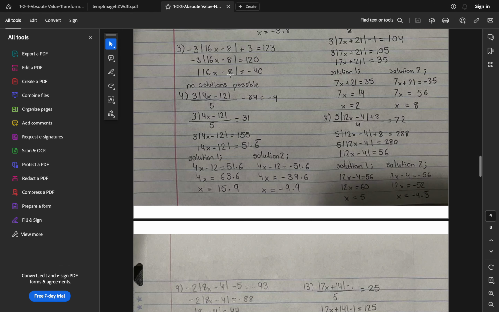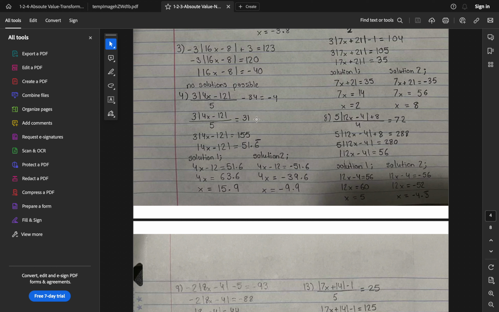Question number 3, negative 3 times the absolute value of 16x minus 8 plus 3. You isolate for the numbers in the absolute value, so it becomes negative 3 times 16x minus 8 is equal to 120. Right, divide both sides by negative 3. You get the absolute value of 16x minus 8 is equivalent to negative 40. In this case, as it's a negative number, absolute values cannot have negative numbers. There's no solutions possible.